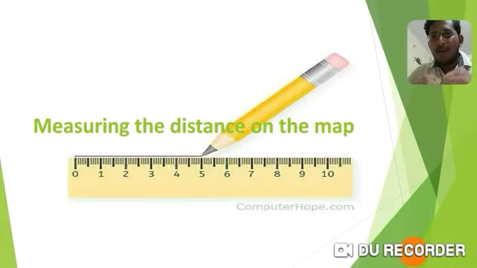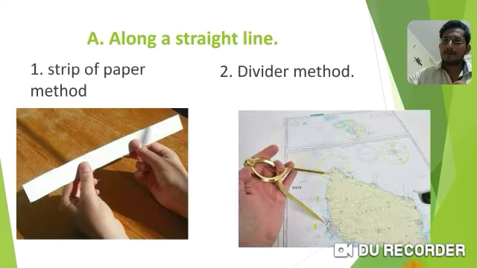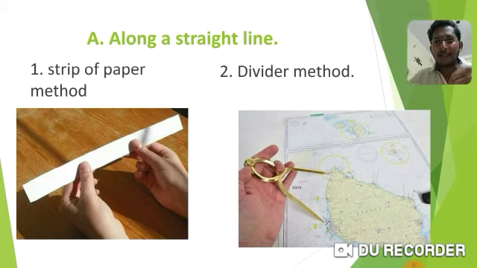Now let us see how we can measure the distance on a map. If it is along a straight line, we have two methods. First one is strip of paper method. Here we place a strip of paper along a line between two places. Mark the points on the strip. Take it and place it along a linear scale and get the distance and convert it into the actual distance. That is one of the methods.